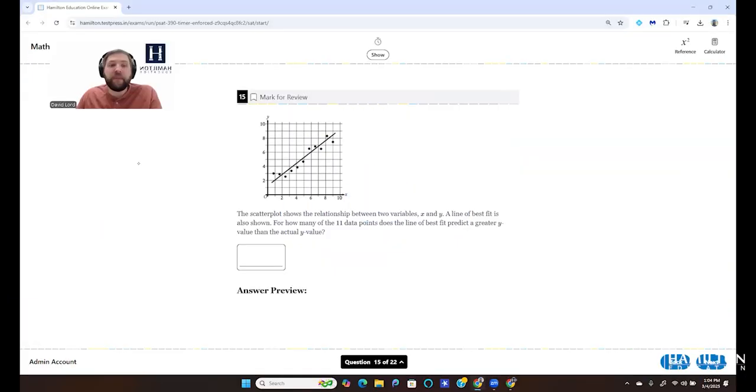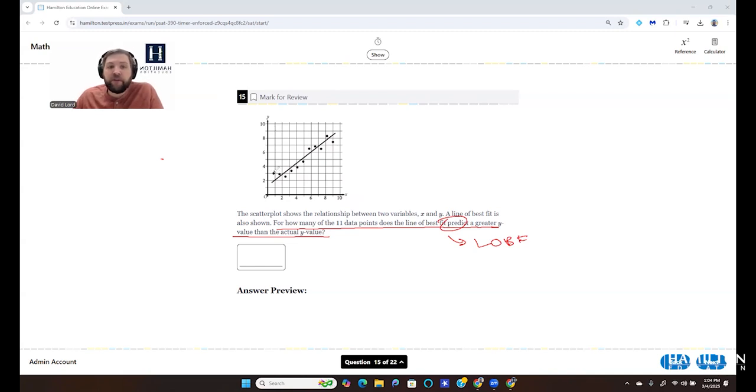Question number 15. A scatter plot shows the relationship between two variables, x and y. A line of best fit is also shown. For how many of the 11 data points does the line of best fit predict a greater y value than the actual value? So this word predict means the line of best fit. So we're looking for when the line of best fit is more than the actual y value. So let's look at that.